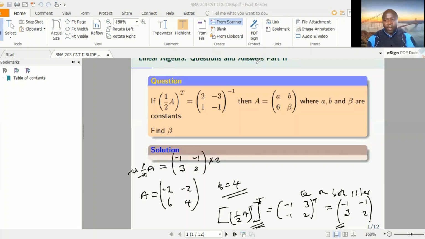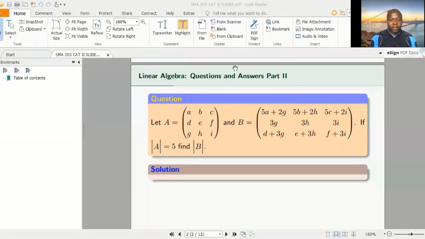Let's look at the next question. Now, this is our second question. We are given matrix A, then matrix B, and we are told that if the determinant of A is 5, find the determinant of B. That's what the question is talking about. So that means you have to manipulate matrix B until it's in the form of A, and then from there you can determine what the determinant of B becomes.